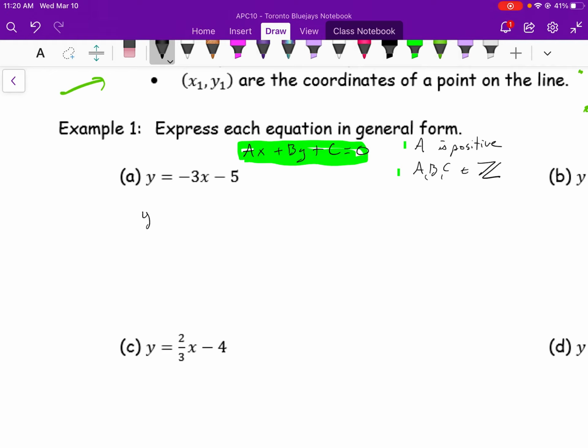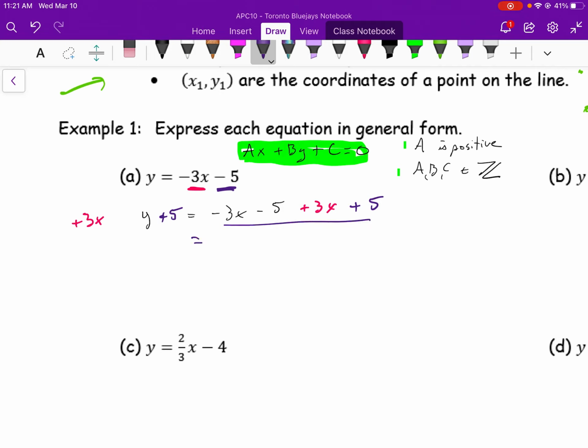I'm going to rewrite my equation. y is equal to negative 3x minus 5. So what I would like to do is cancel this negative 3x. I do that by adding 3x to this side, and I add 3x to this side. Now I would like to cancel out the subtract 5, so I'm going to add 5 to this side, and I'm going to add 5 to this side.